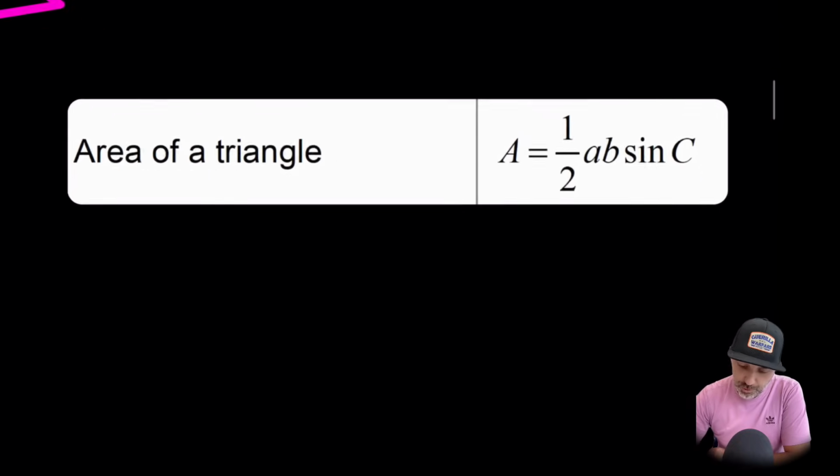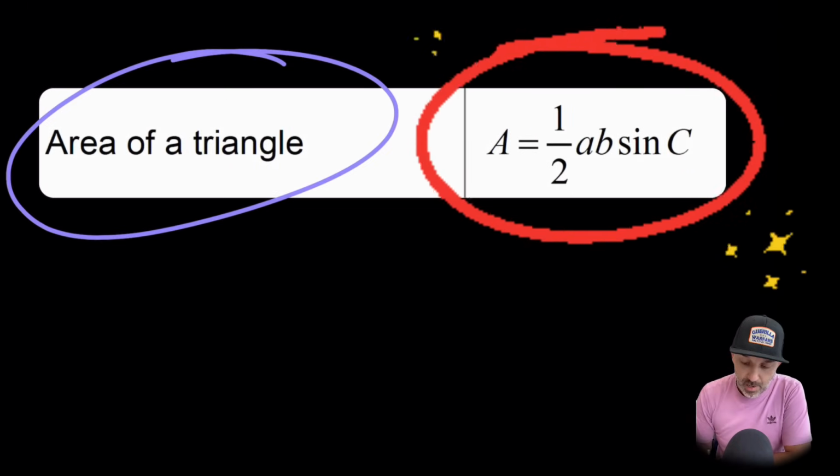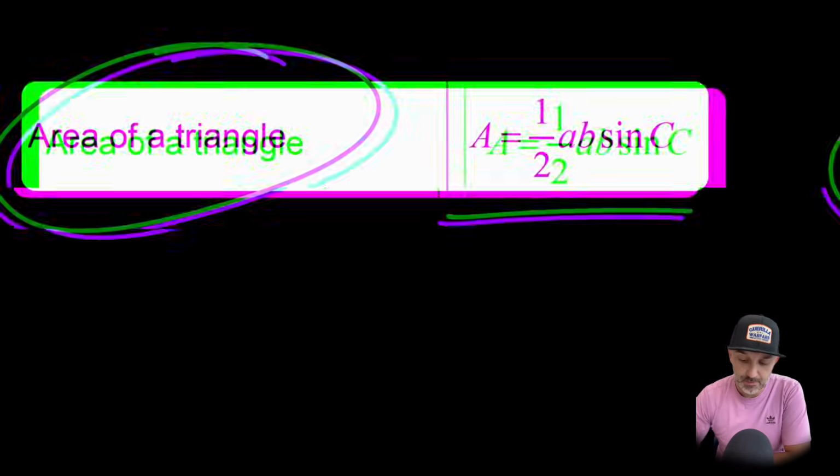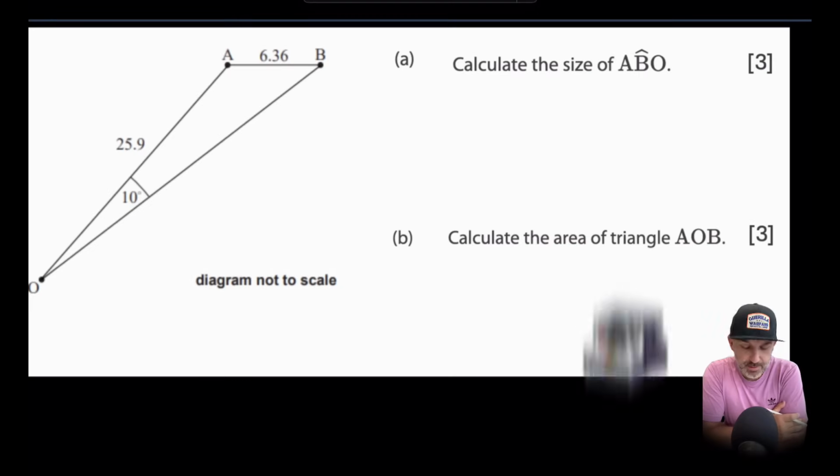In this question, I will be using the area of a triangle, and that is half ab sine C. It's a bold strategy, Cotton. Let's see if it pays off for him. Okay, so let's start the question.